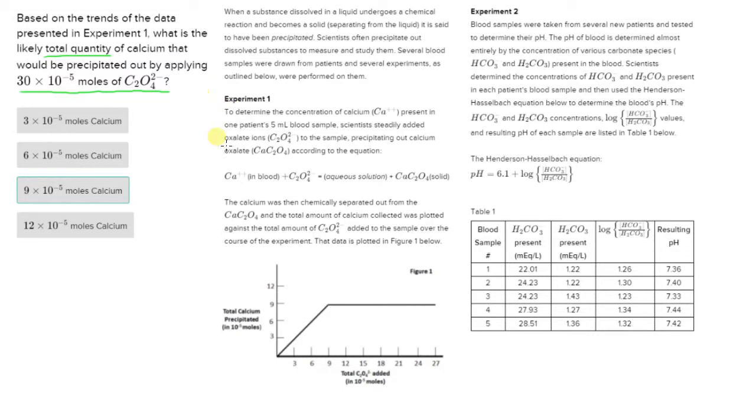So here, the first thing we have to do anytime that we're asked to analyze a table or a graph is to understand what's going on in the graph. In this case, on this axis, we have the total calcium precipitated. So it's asking about the total quantity of calcium that's precipitated. That's going to be on this axis. And over here, we have the total C2O4 added in 10 to the negative fifth moles. So where it has 12 here, that really stands for 12 times 10 to the negative fifth, in the same way that we see 30 times 10 to the negative fifth up here.